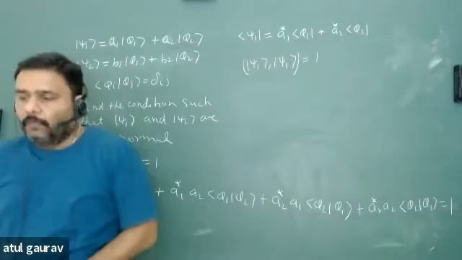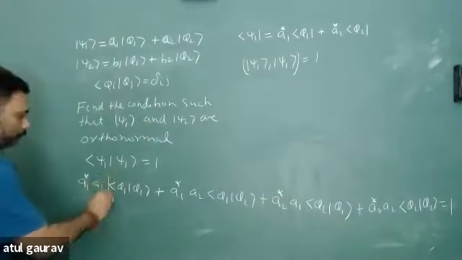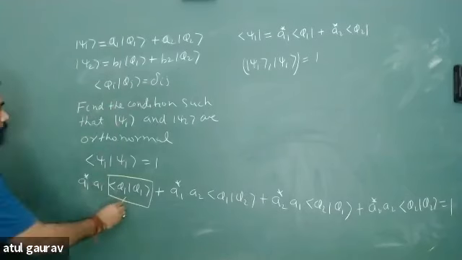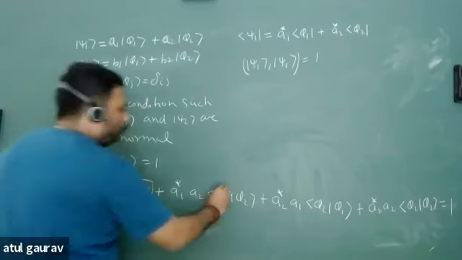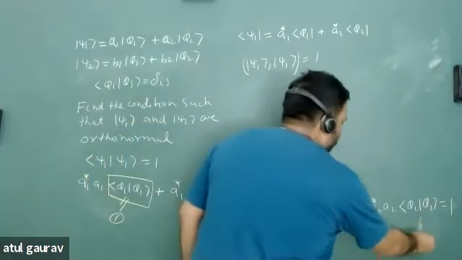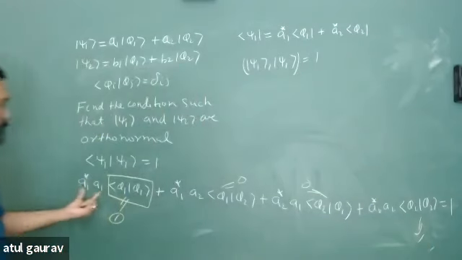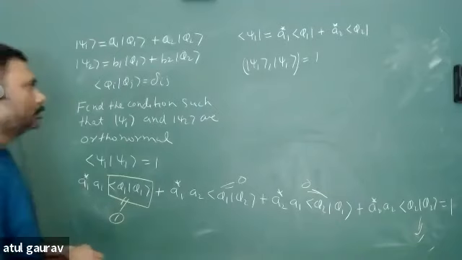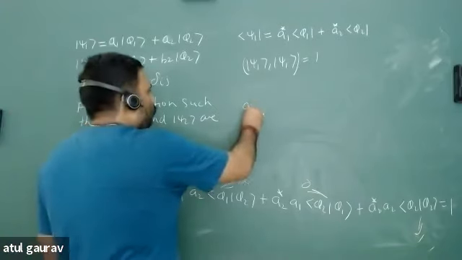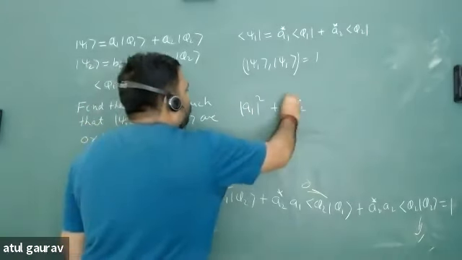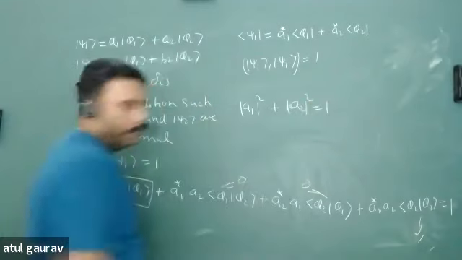Now, what is this particular value? This is 1. What is this particular value? 0. What is this particular value? 0. What is this particular value? 1. And what is this thing? Mod A1 square. So this is actually mod A1 square plus mod A2 square must be equal to 1.